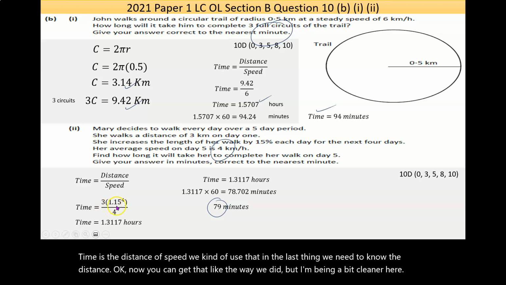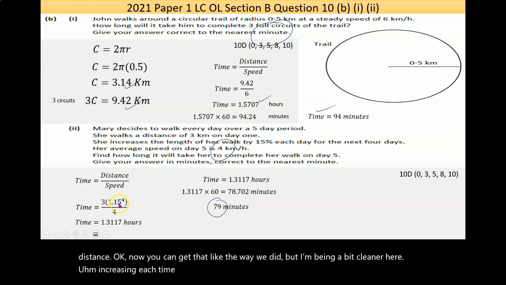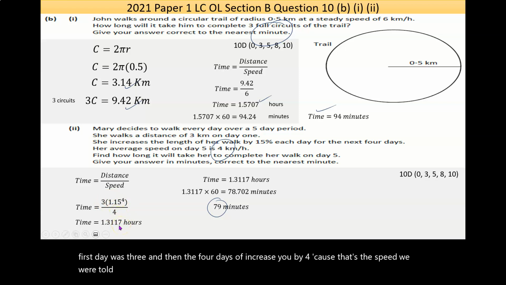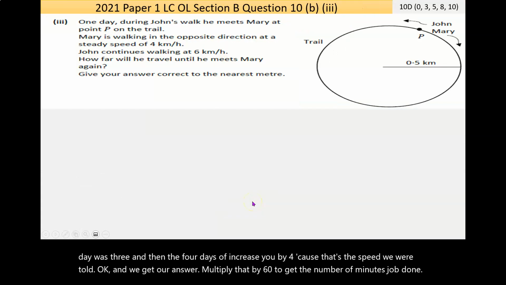You're increasing each time by 1.15, and you're increasing it 4 times, because 4 days. The first day was 3, and then the 4 days of increase. You divide that by 4, because that's the speed we were told, and we get our answer. Multiply that by 60 to get the number of minutes. Job done. So that's question 10b.